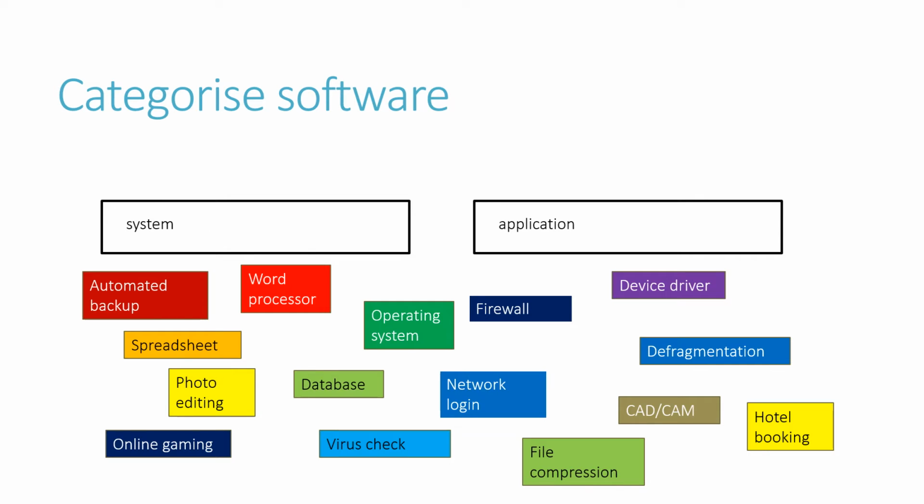So having introduced those two categories of software, here's a task for you. The boxes show different types of software. Can you categorize them as either system or application software? Pause the video now and carry out this task on a piece of paper. I'll show you the answer in a few moments.